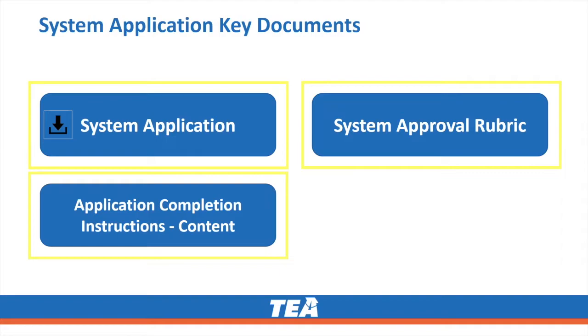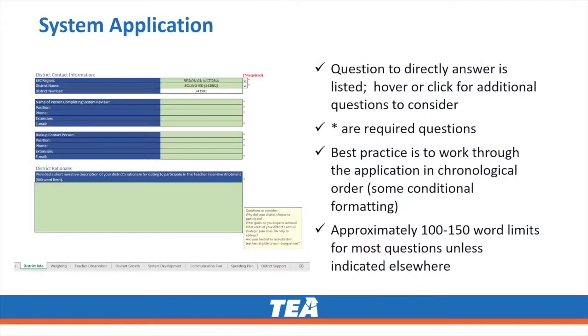The system application is a downloadable Excel file that will be uploaded through Qualtrics when complete. The link will be in the Directions tab. Each question to directly answer is listed, and there are some areas where you may click on the answer portion or hover to get more information. The red asterisks will indicate the question is required.